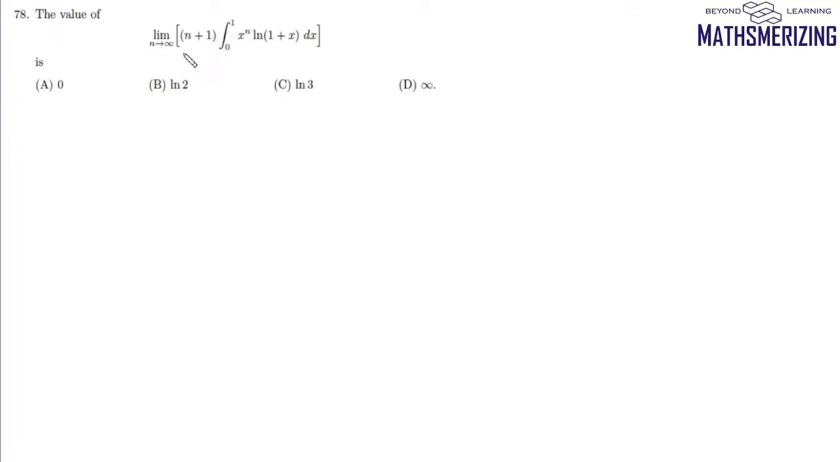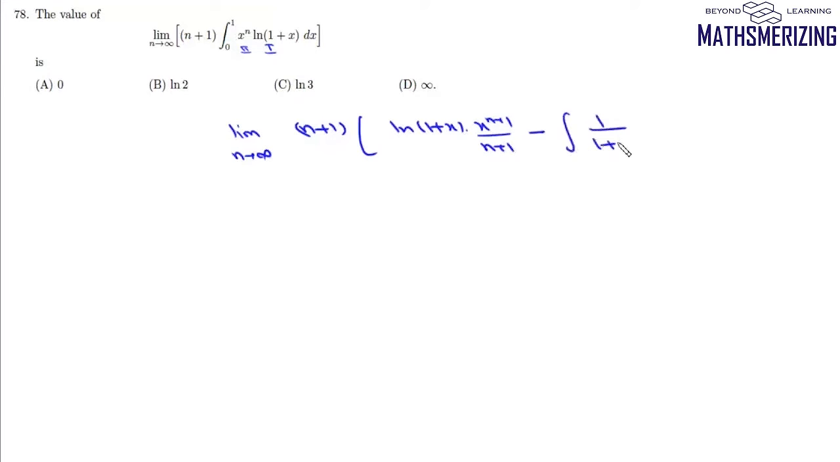Now here we need to find the value of this limit, which is limit n tends to infinite, n plus 1, integral from 0 to 1, x to the power n, log (1 plus x) dx. Now we'll take this log as first function and this x to the power n as second function. We can write this limit as limit n tends to infinite, n plus 1, and here we'll use integration by parts. So first function as it is, and then x to the power n plus 1 upon n plus 1, minus, now derivative of first, so it is 1 upon 1 plus x, and then x to the power n plus 1 upon n plus 1 into dx. Now we'll put the limits. Limits are from 0 to 1.